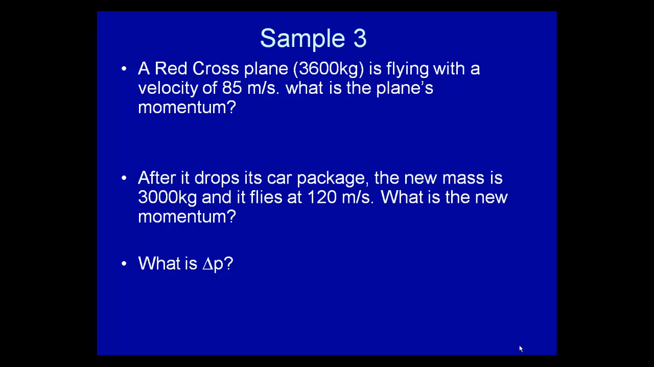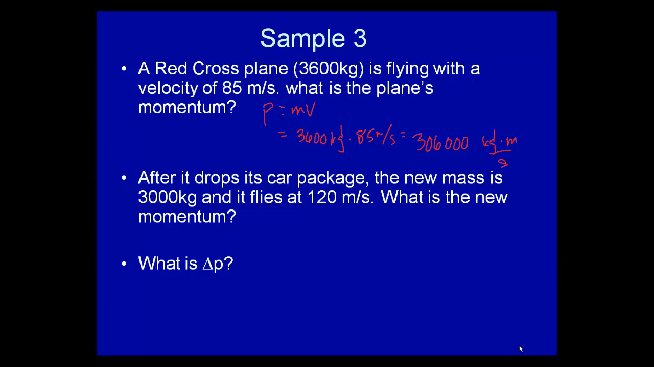A Red Cross plane, 3,600 kilograms, is flying at a velocity of 85 meters per second. What is the momentum? Well, p is equal to m times v, so kind of a straightforward plug and chug problem. So 3,600 kilograms times 85 meters per second is 306,000. Now let's take a look at our units. I have kilograms times meters divided by seconds, and nothing cancels out, so that's the way it looks.